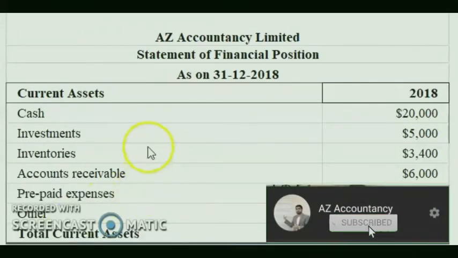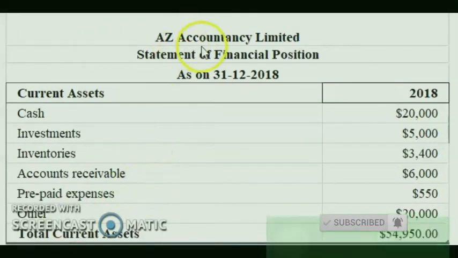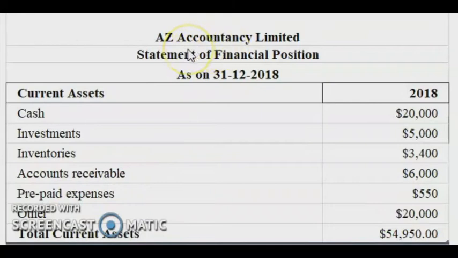In this video, we will discuss the statement of financial position in detail. The first part of this financial statement is the title, which comprises 3 lines. The first line is for the name of the business. In the second line, we write the statement of financial position. And in the third line, we write as on 31st December 2018.